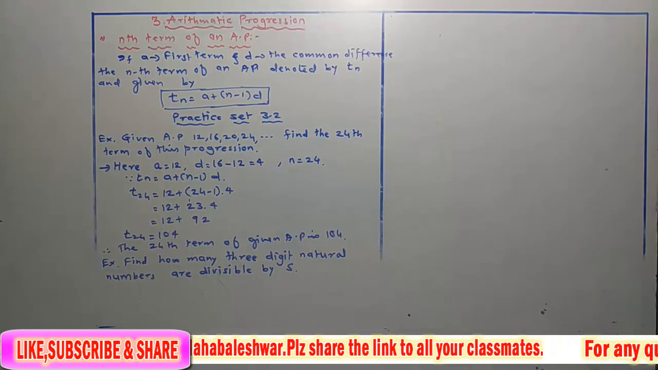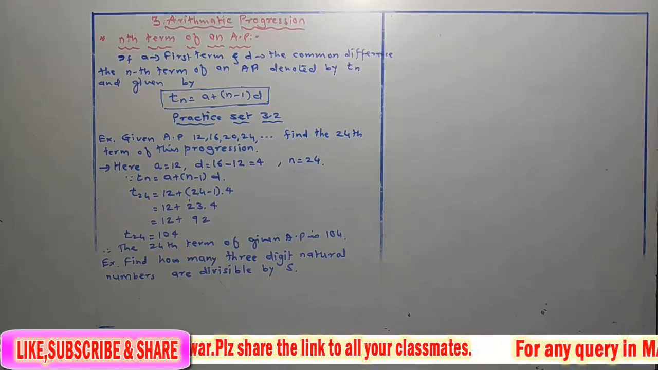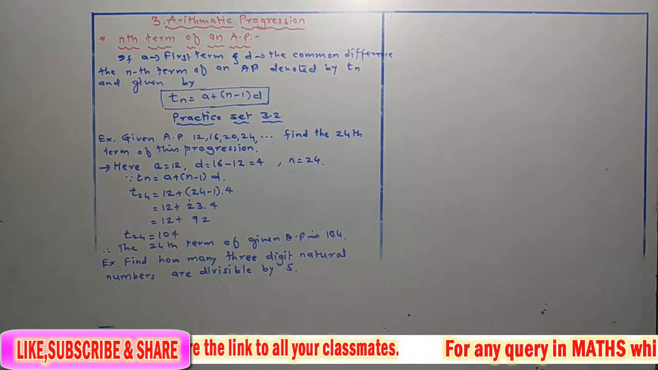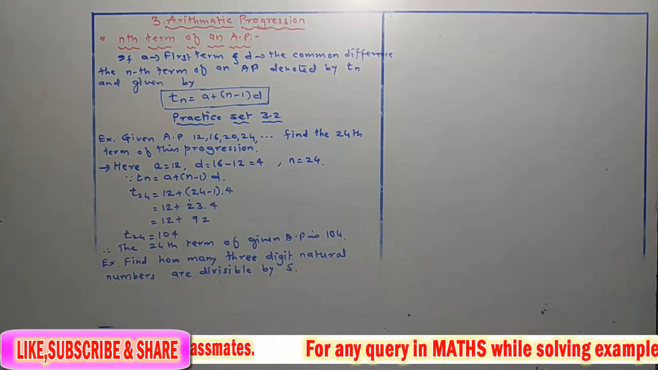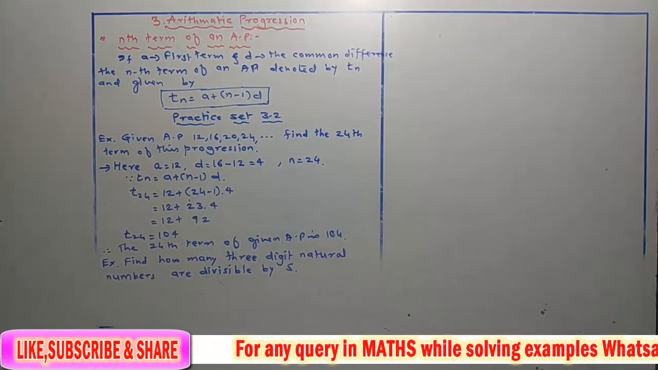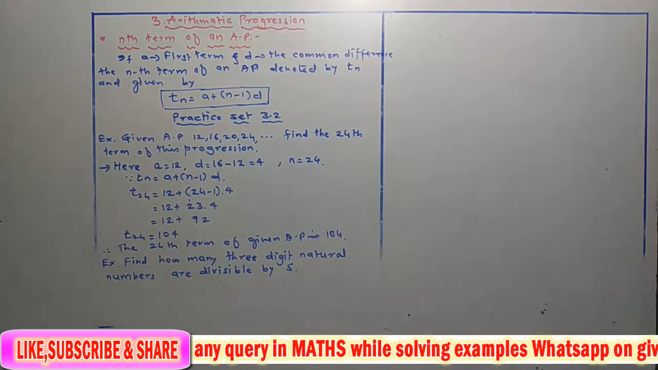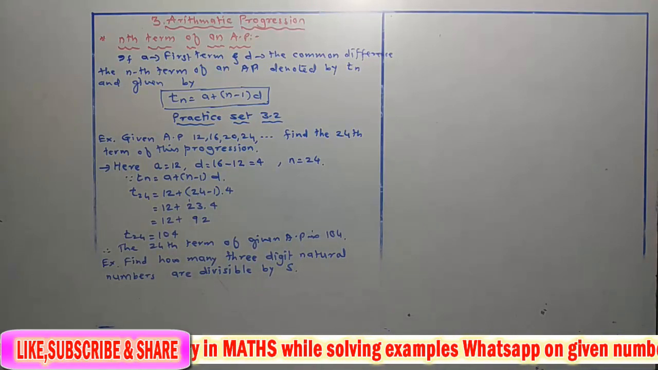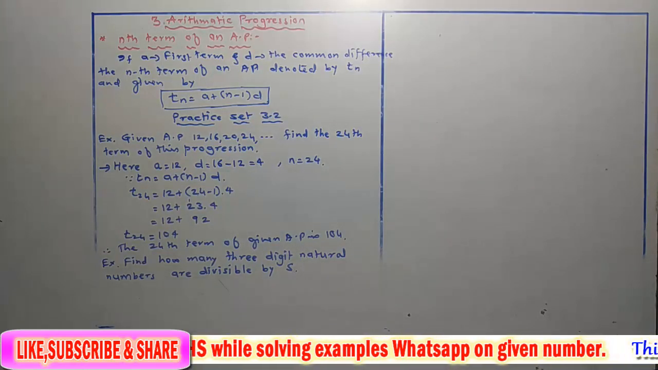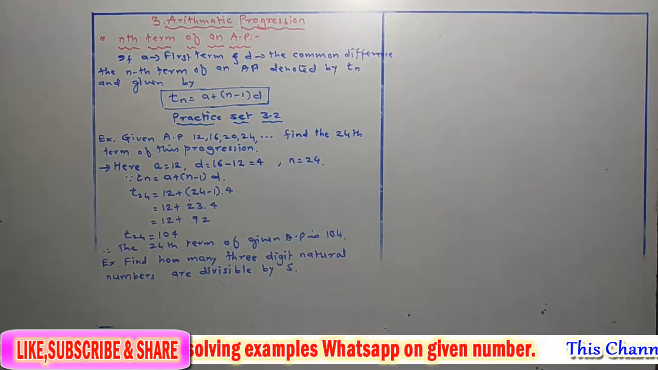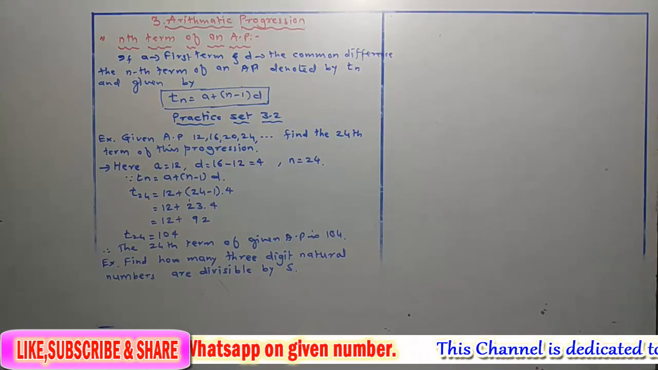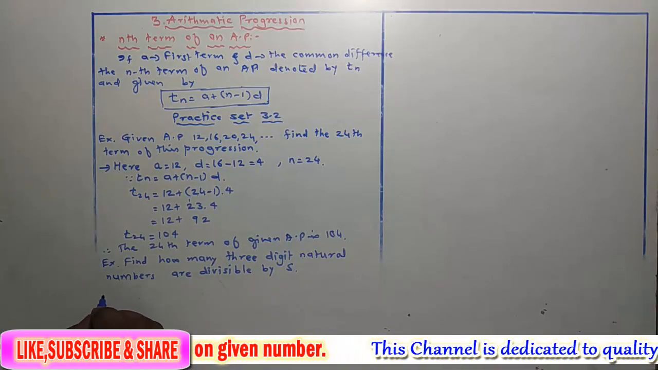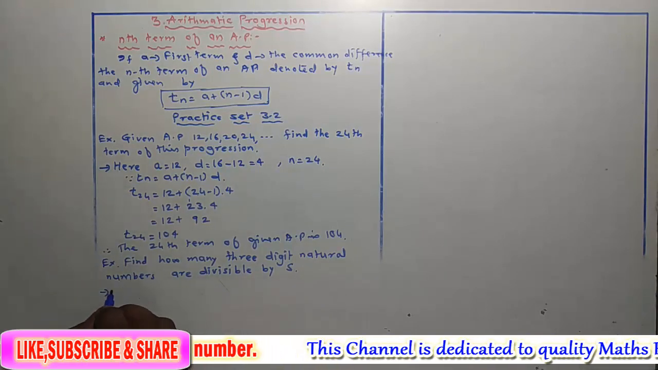The first 3-digit natural number is 100, right? And the highest, or the last, 3-digit natural number will be 999, right? So in between 100 and 999, how many numbers are there which are divisible by 5? That count we have to find. So we start the solution like this.